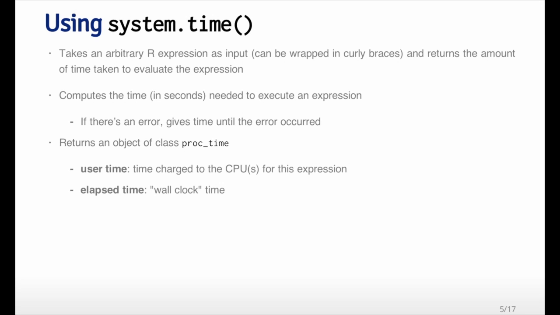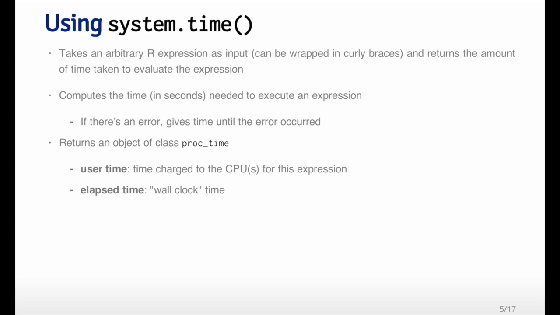The first tool I'm going to talk about is actually not the profiler. It's a very simple function called system.time in R. What system.time does is it takes an arbitrary R expression, evaluates that expression, and then tells you the amount of time it took to evaluate it. This expression could be very simple, like a single function call, or it could be very complicated if it happens to be wrapped in curly braces. So it could actually be a very long expression if you want it to be.